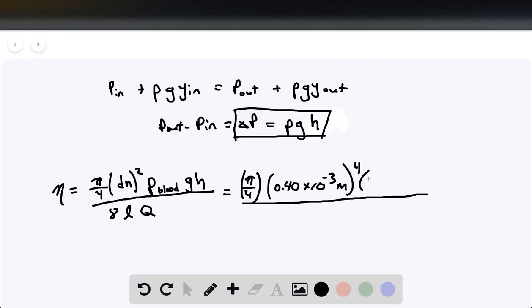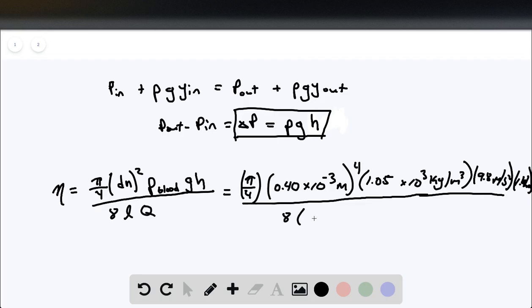And the density of blood, you could find that in a table in chapter 10 in the textbook, Giancoli. You can look for the density of blood. For g, it's 9.8 meters per second squared, acceleration due to gravity, and h was 1.4 meters. L is 3.8 centimeters, so that's 3.8 times 10 to the minus 2 meters.